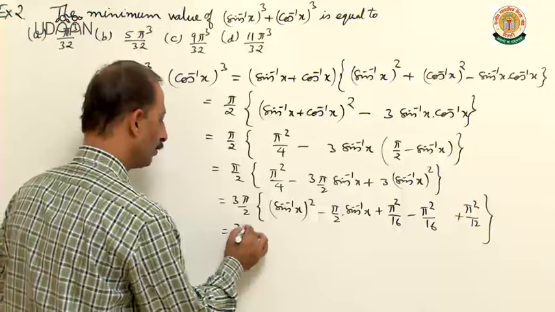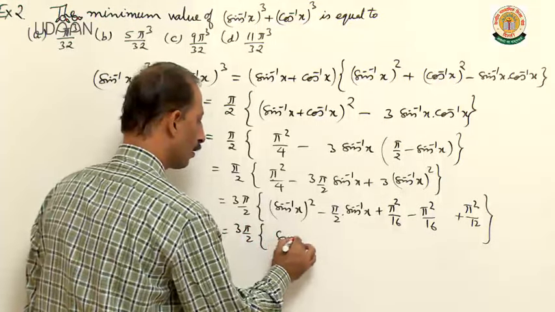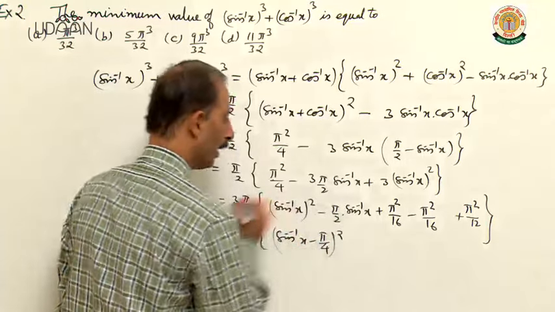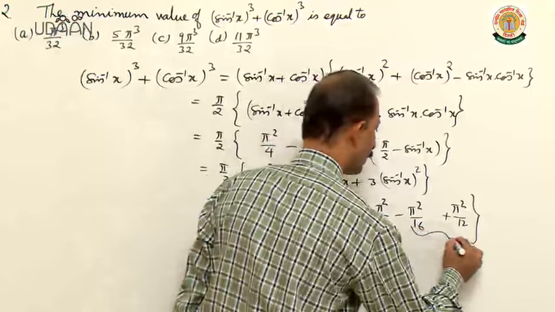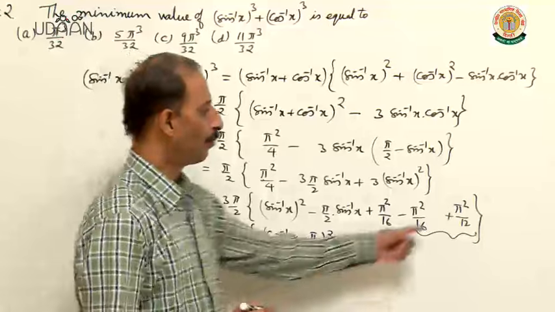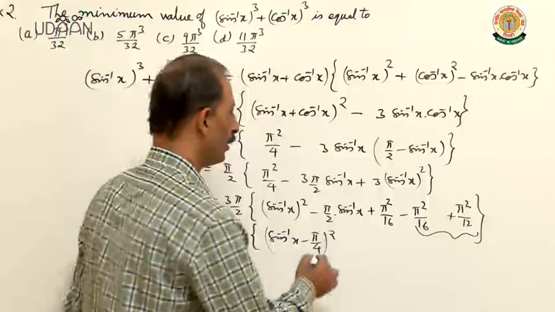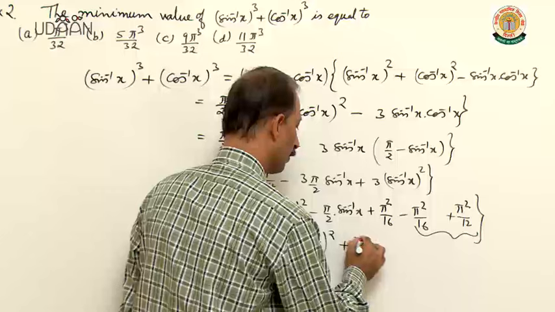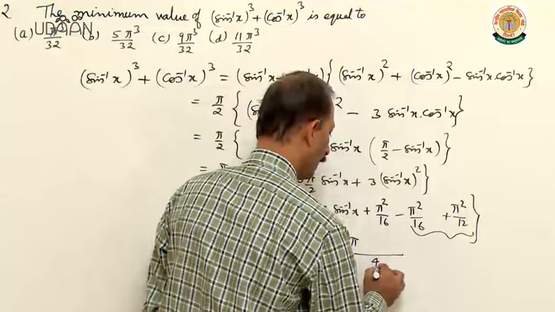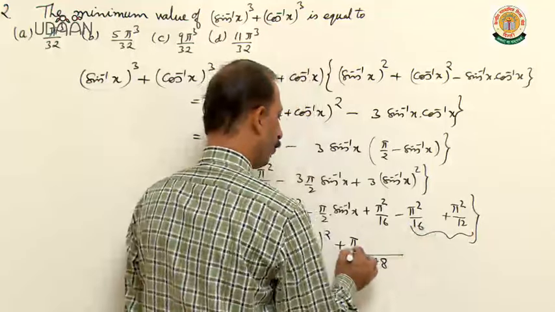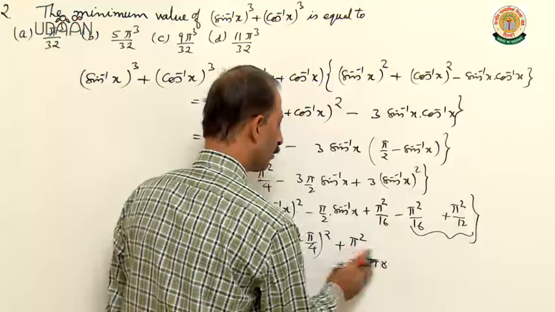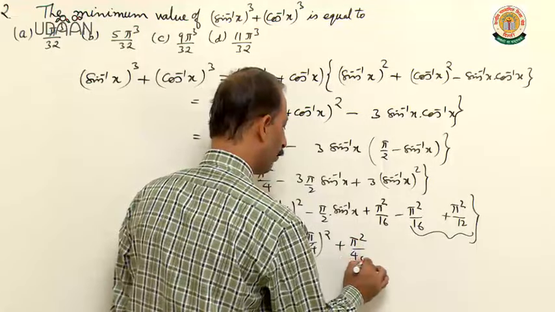How much is its value? Sin inverse x minus pi by 4 whole square. Now what is the value of this term? Simplify this, take LCM. Pi square upon 12 minus pi square upon 16. So the LCM is 48. 4 pi square minus 3 pi square. So I can write directly, this becomes pi square upon 48.